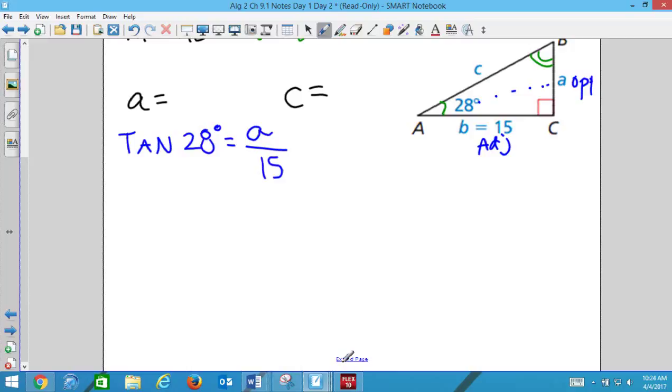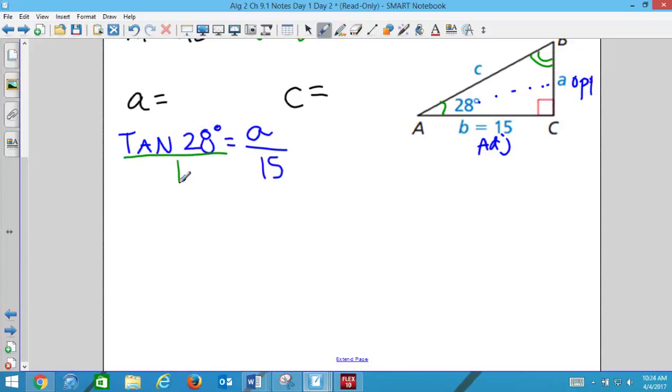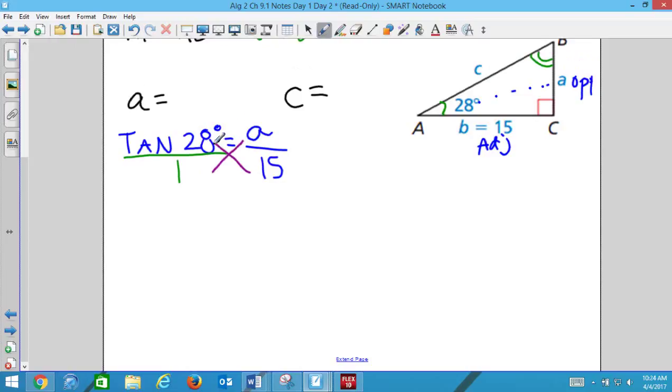So what we're going to do is solve for A first, then we will use our calculator last. To solve for A, we're going to put tangent 28 over 1. And we have a fraction equals a fraction. When you have one fraction equals one fraction, you can cross multiply.